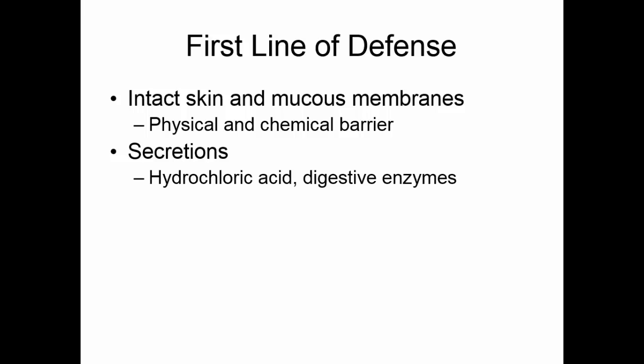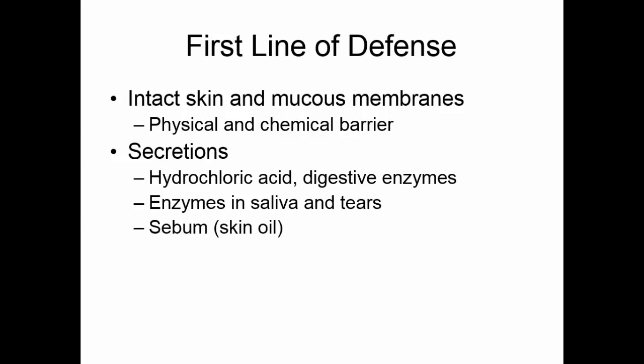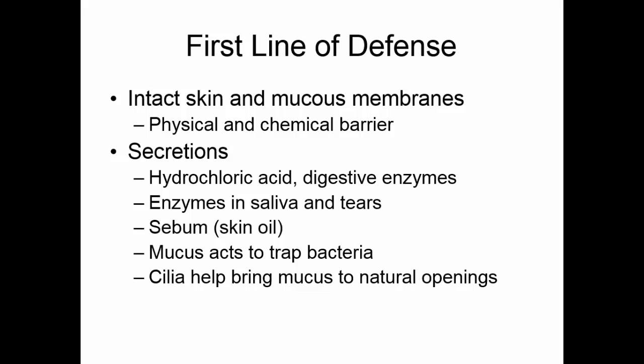In your stomach, you have hydrochloric acid and digestive enzymes. There are also enzymes in your saliva and tears that help damage bacteria. Sebum, your skin oil, is actually toxic to certain bacteria. The mucus produced on the mucous membranes acts to trap bacteria. And then many cells that are near the openings to your body have cilia. These help bring the mucus to natural openings so that bacteria-laden mucus can be gotten rid of.